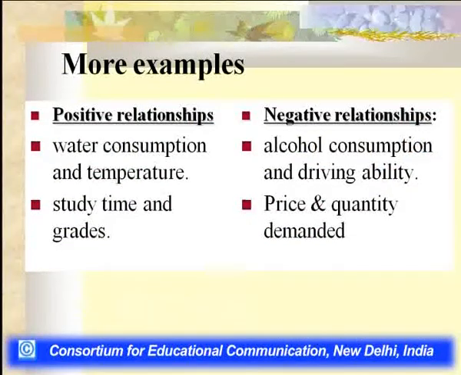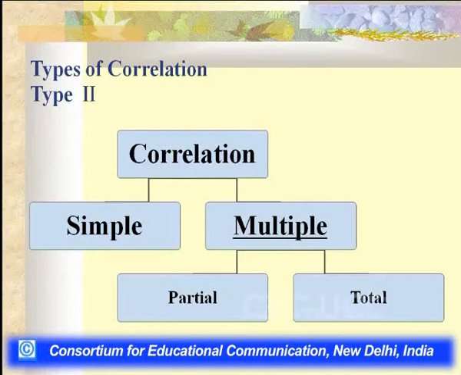For the positive relationship, we say water consumption and temperature, study time and grades: the more time you spend on studies, the better grades you get. The negative relationship is alcohol consumption and driving ability, price and quantity demanded. These examples give you a very clear-cut indication of the conceptual aspects of positive as well as negative correlation.